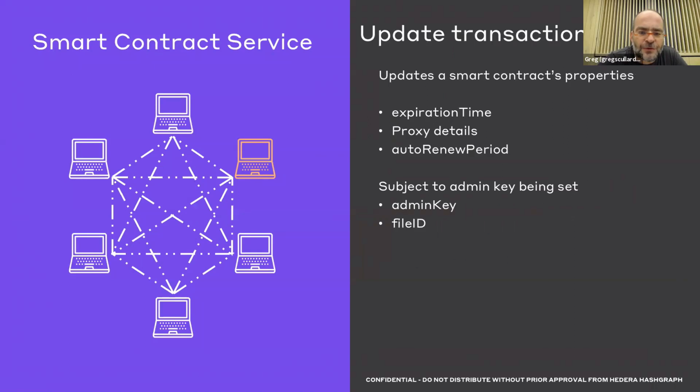Update transaction allows you to update properties such as expiration time, proxy details, and auto renew periods. I guess this all makes sense to you guys. And then subject to the admin key being set, the admin key can be changed and the file ID can be changed, presumably so that you can change the bytecode that's running. But it's not available yet. I'm sure there will be plenty more detail around that when it is. I'm not entirely sure how you go about changing the bytecode of a running smart contract. If it's fundamentally different to what the smart contract is running, then I guess maybe it's a smart contract reset. I don't know. We'll see when we get there.